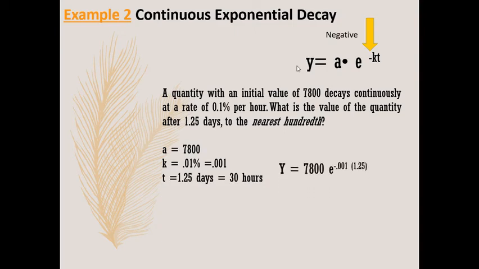Okay? This is what our equation then looks like. Not quite. The 1.25 should have 30 in it. Okay? And when you plug it into your calculator, you'll notice that the decay is small over 30 hours, because the rate is so small, 0.001.